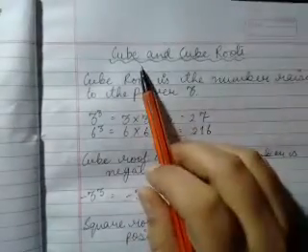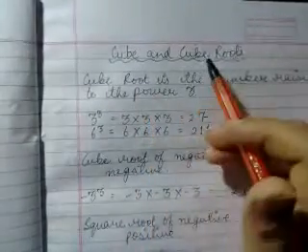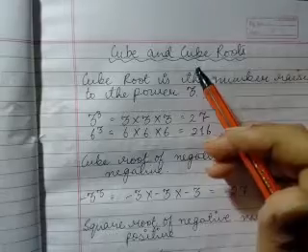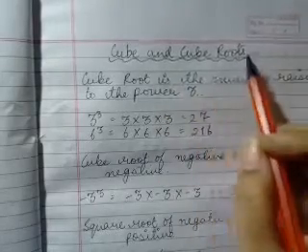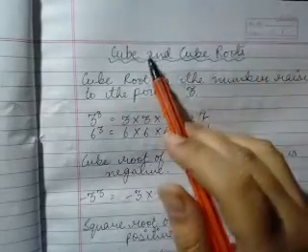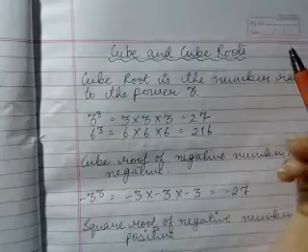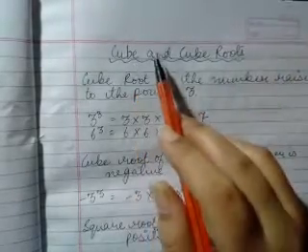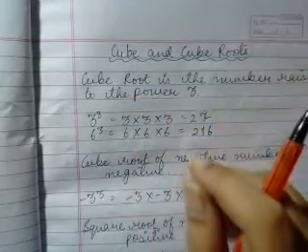Now let us talk about cubes and cube roots. First, we have talked about squares and square roots. Square means multiplying the number 2 times. Over here, cube means multiplying the number 3 times. Cube is always raised to the power 3 and square is always raised to the power 2.